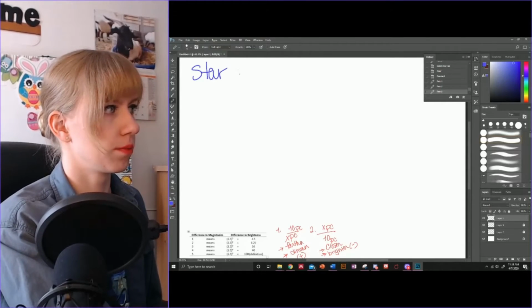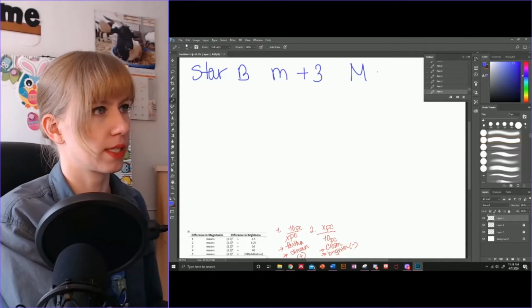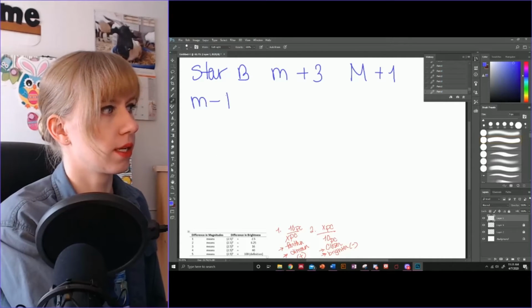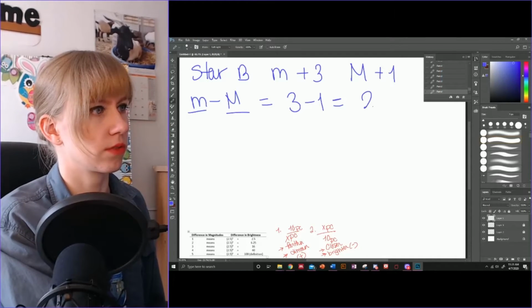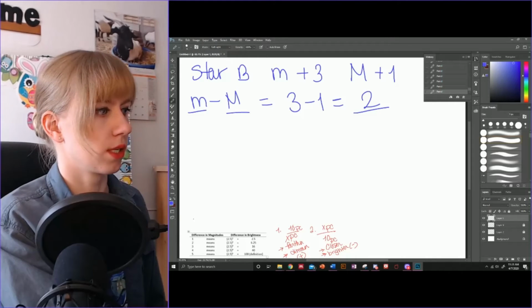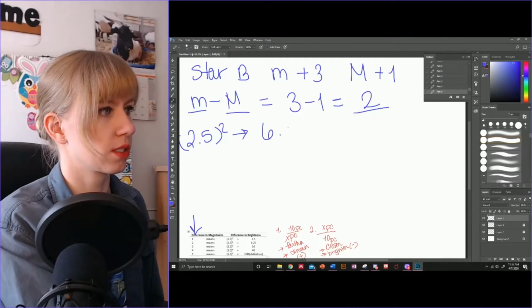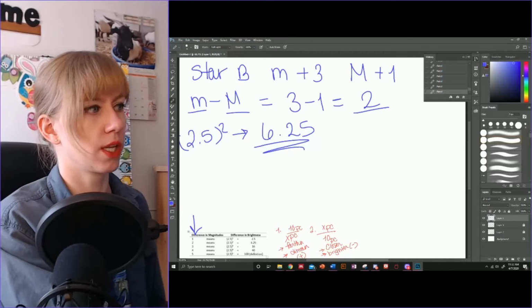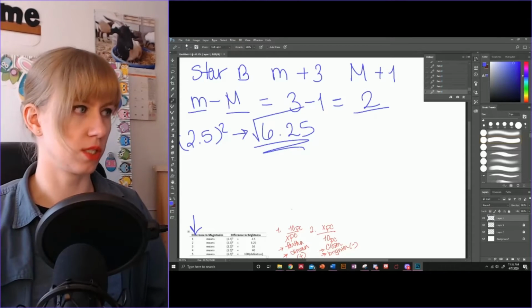Star B has an apparent magnitude of +3 and an absolute magnitude of +1. Okay, again, m minus m, apparent minus absolute. 3 minus 1 gives us a difference of 2, okay? So that means our difference in magnitude is 2, which means we have 2.5 to the second, which means our difference in brightness is 6.25. Okay, now that we know our difference in brightness, we need to square root it because whatever it was that gave us this difference had to be squared.